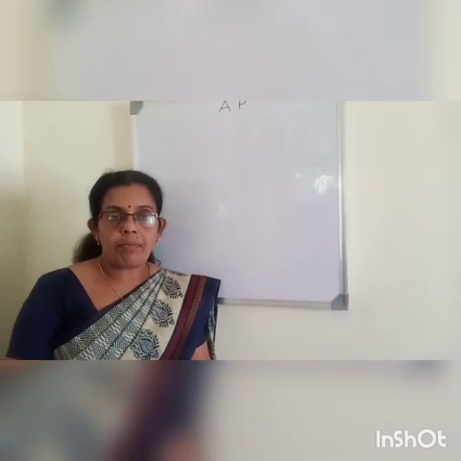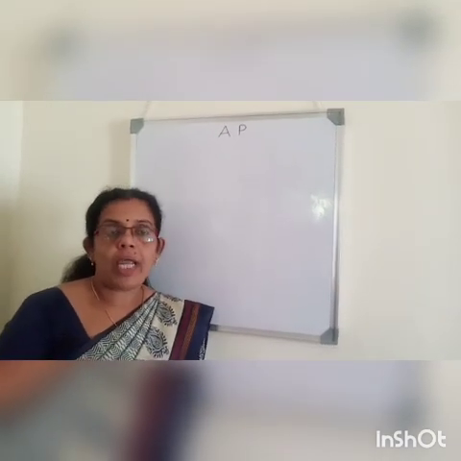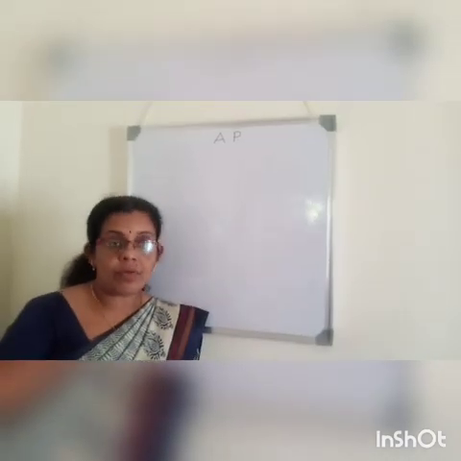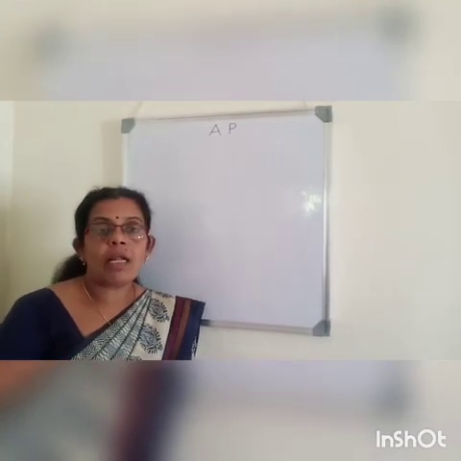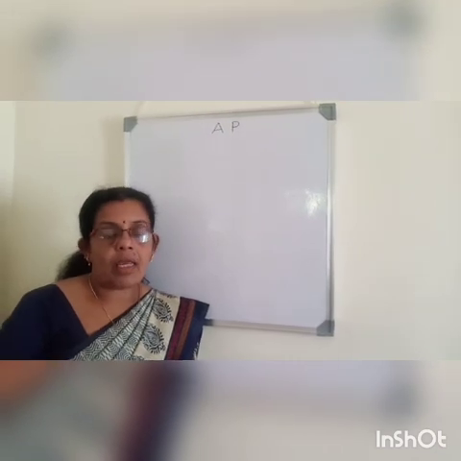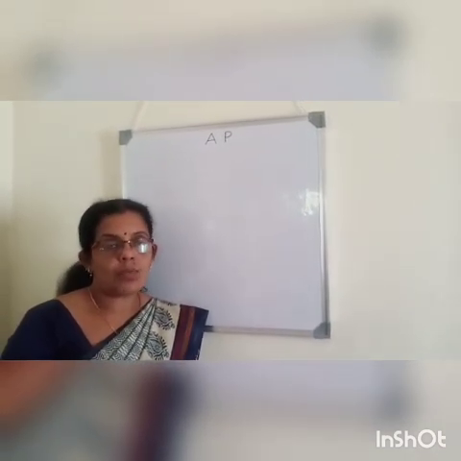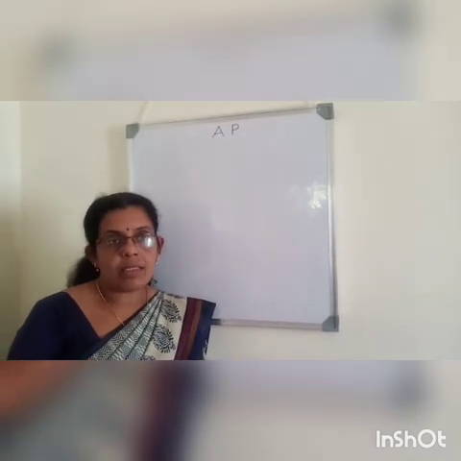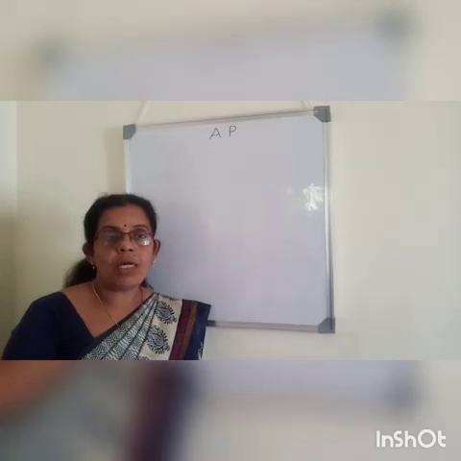The terms of the AP are A1, A2, A3, etc., AN. To find the common difference, we will use the formula D equals A2 minus A1. The general form of an AP is A, A plus D, A plus 2D, etc., A plus (N minus 1) into D. And in the last class, we completed first exercise, second main. Now we will move on to the third main.